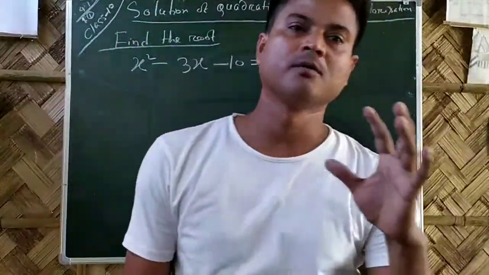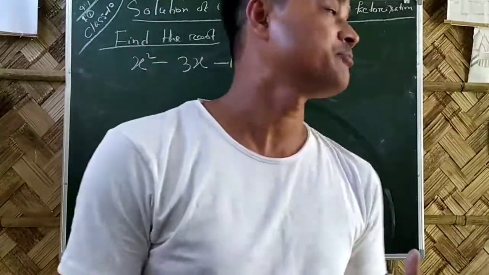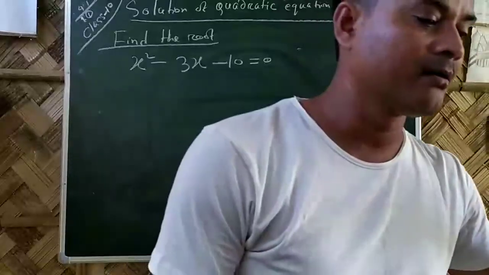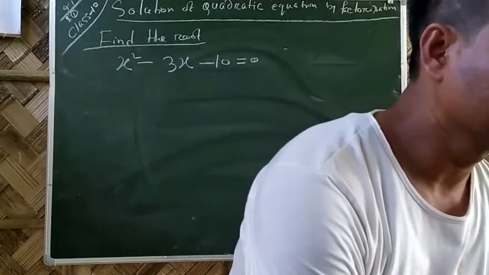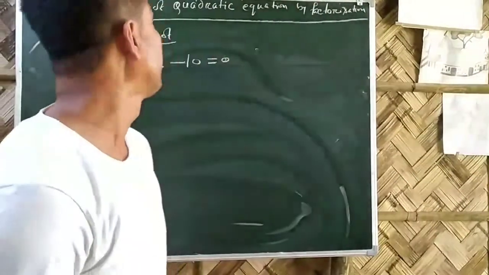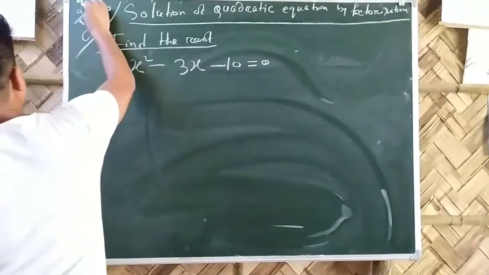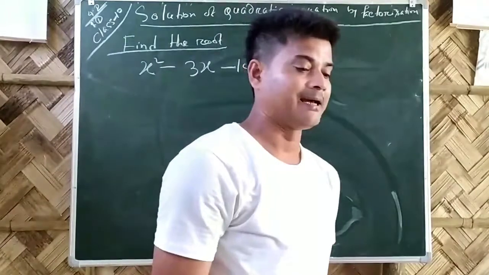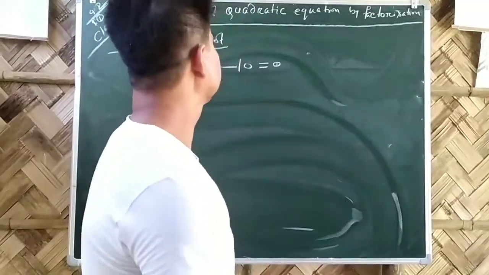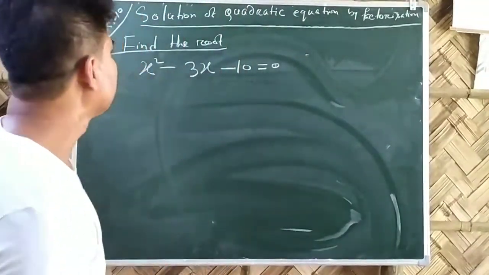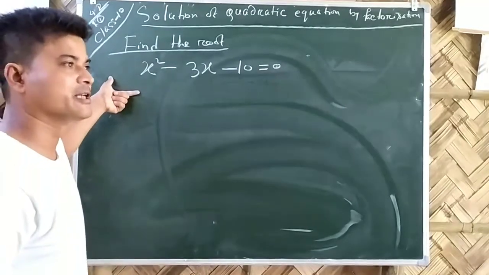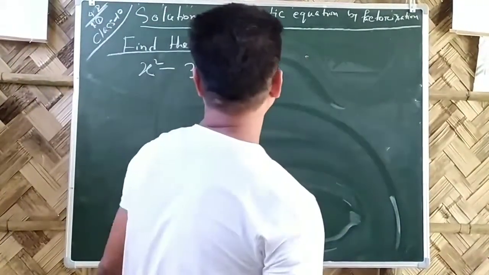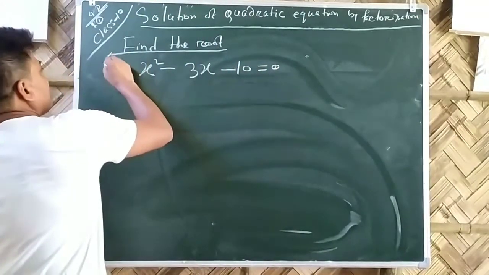Today I am going to discuss a chapter of class 10, that is the quadratic equation. Generally we will not explain so much about it, but we'll solve a problem. The question is number 1 of exercise 4.2, class 10, chapter quadratic equation, which is given in the textbook. Solution of quadratic equation by factorization. We have to find out the root.